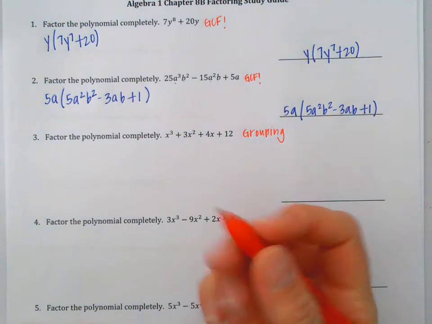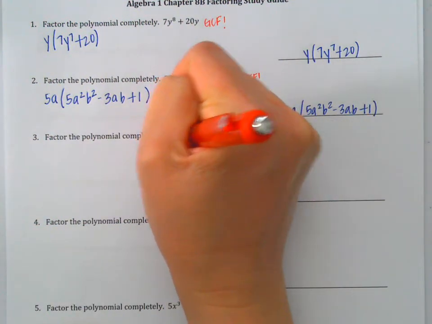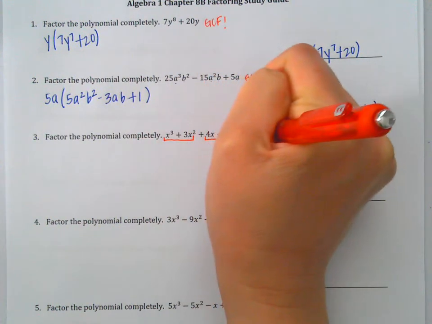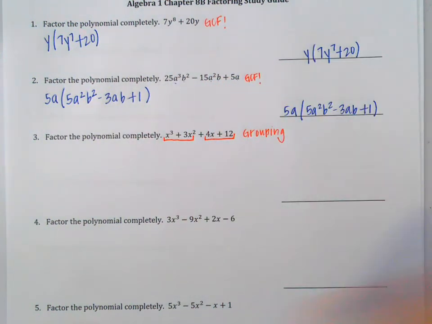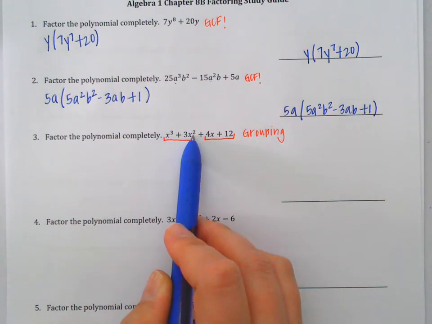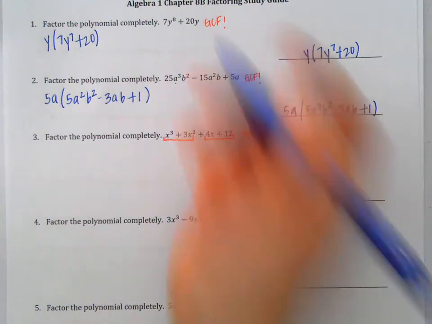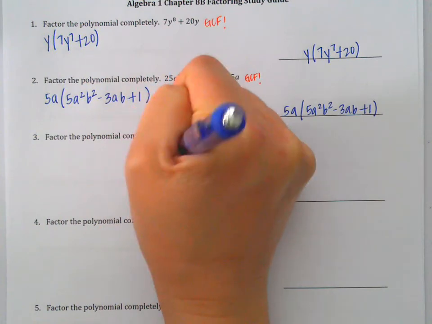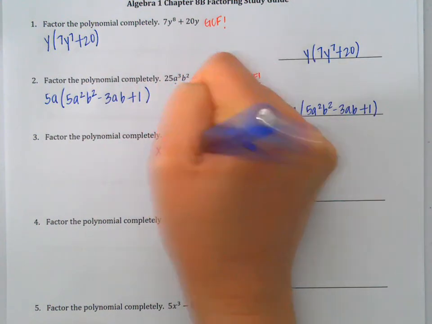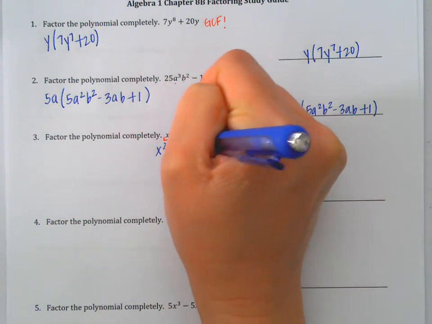And so remember with grouping, we start by splitting it into 2 terms in the front and 2 terms in the back. And I think, okay, between x cubed and 3x squared, what's my GCF here? They both have an x. The smaller of the two is x squared, so I can factor out an x squared. X cubed divided by x squared is x, and 3x squared divided by x squared is 3.